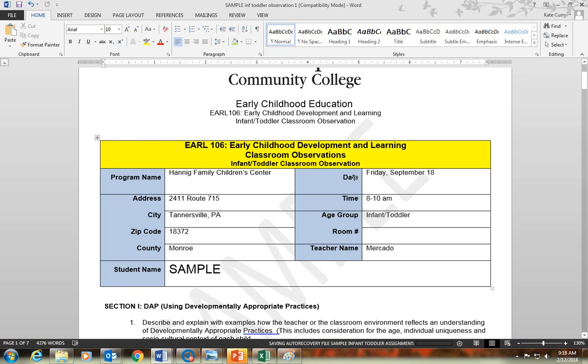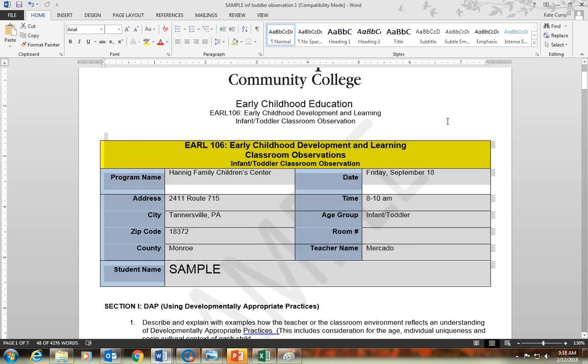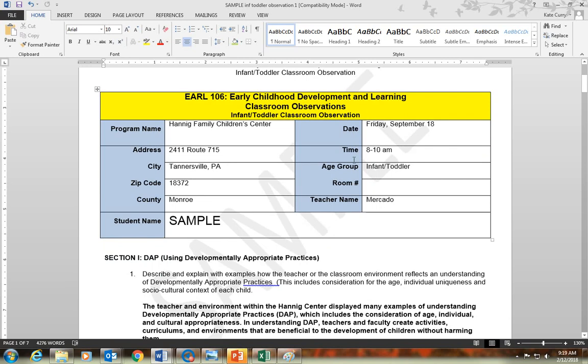This is a sample paper from another student, so you'll see that you should always start out with filling in the information about where you've gone, the date, the age, and the address of where you observed. Even if you've gone on campus, you still need to fill out this information appropriately.